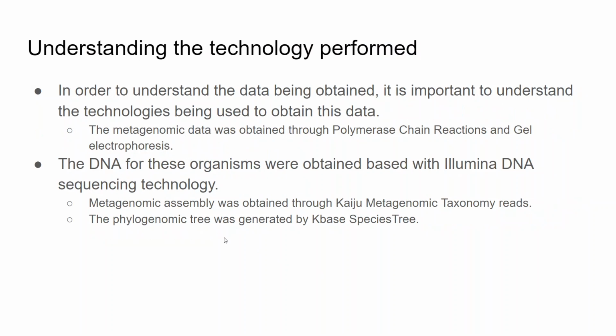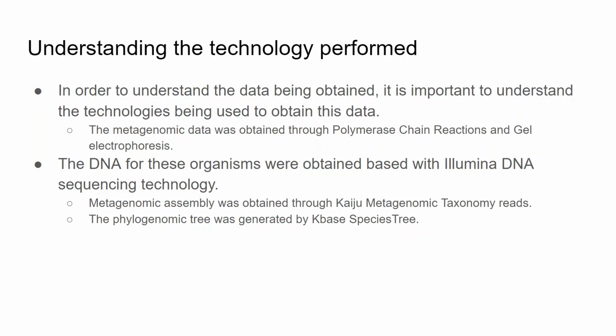So in order to understand how the data was obtained, it is important to understand the technologies that were being used to obtain this data. The metagenomic data, which was obtained by the in-person students, was obtained through polymerase chain reactions and gel electrophoresis. Polymerase chain reactions, or PCR, are very important to eventually sequence DNA. This is done by taking a single strand of DNA and continuously replicating it until it becomes extremely visible.